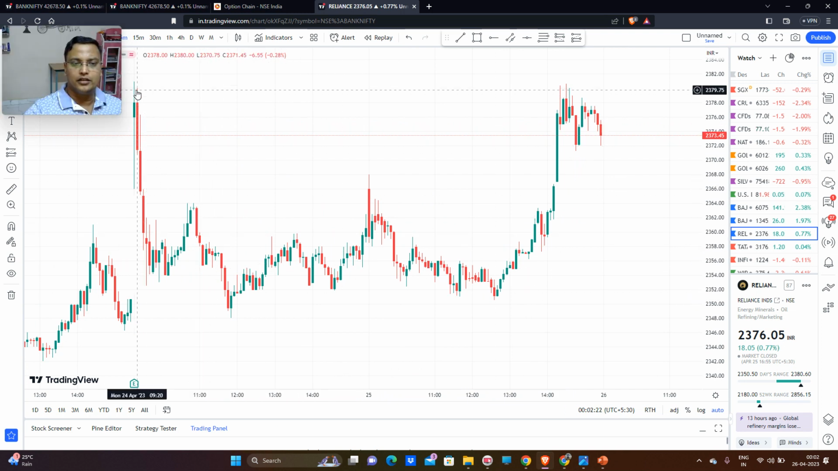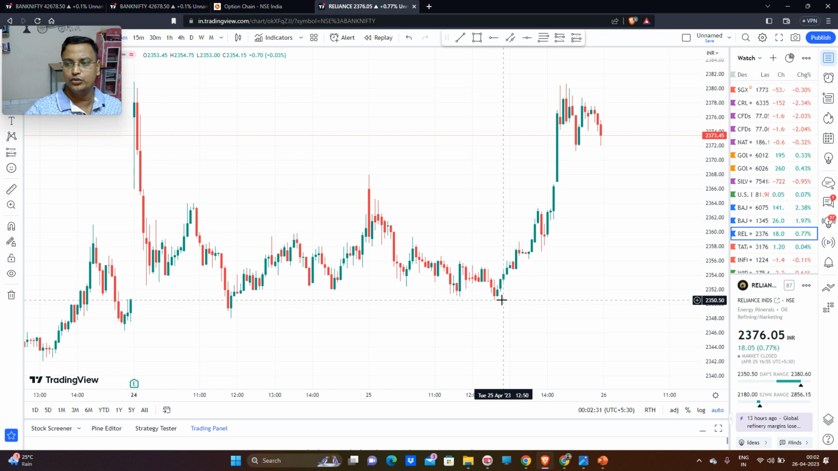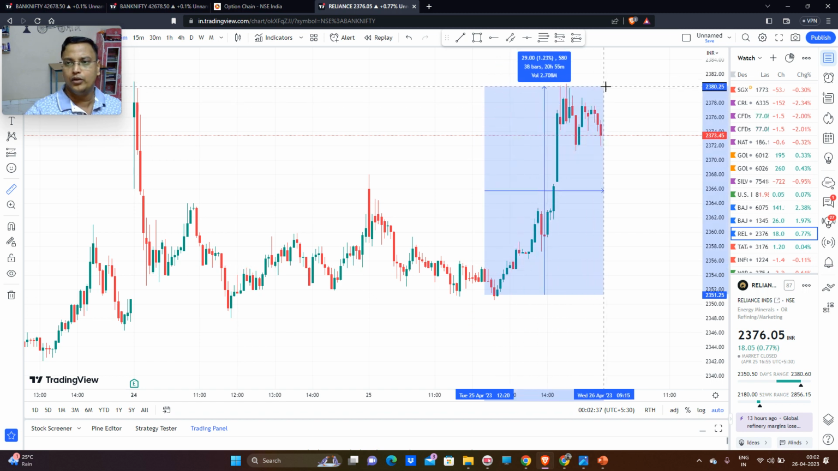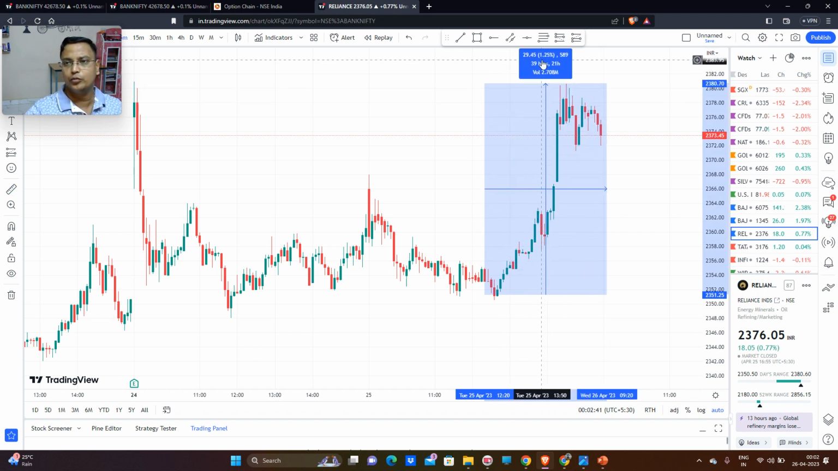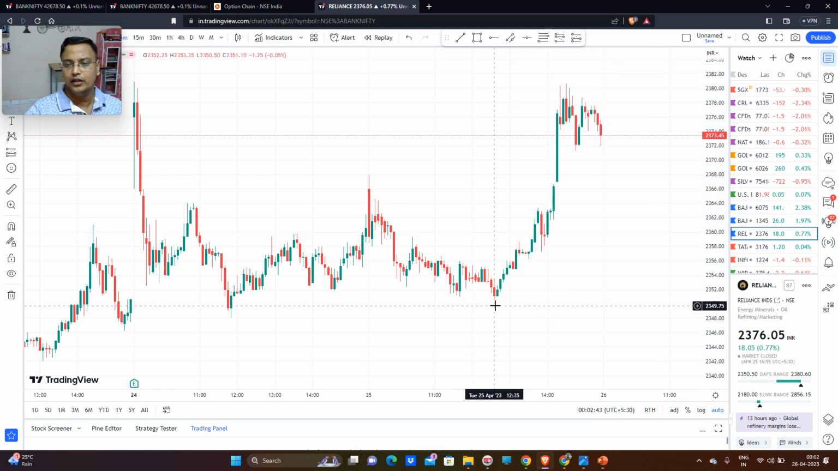The stock started today at a value of about 2380. Then it came down, and then it came down again. Here, reaching the lowest point, 2350, it did not come down further and it went up. Suppose somebody had invested here, they would get a very good benefit of 29 rupees, almost a 1.25% gain, in a matter of hardly one hour.